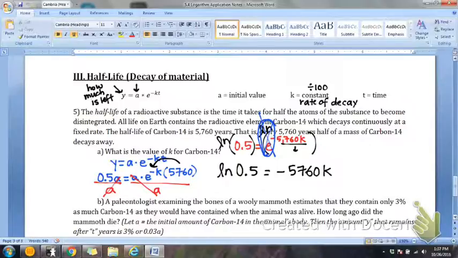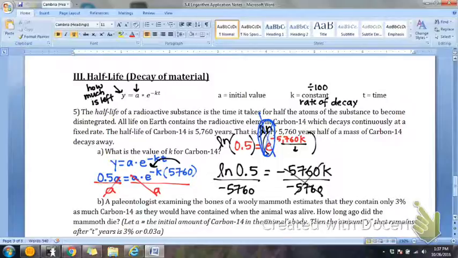Remember, we're solving for K in this whole long process. So how do I solve for K here? What do I need to get rid of? I'm not going to add it because it's not being subtracted. Is it a negative? What did you say? Divide. So I'm going to divide both sides by negative 5,760. And we're going to use our calculator.